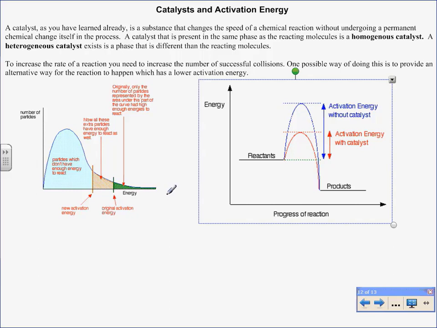So that's the correct way of explaining that a catalyst can increase the rate of the reaction. It is incorrect to say that the catalyst lowers the activation energy of the reaction, because it doesn't actually change the activation energy of the particular reaction. It's simply providing an alternative path.